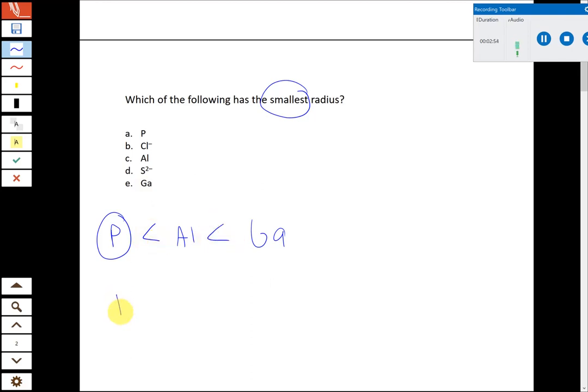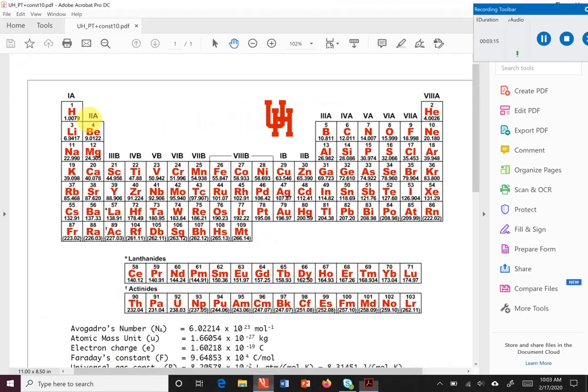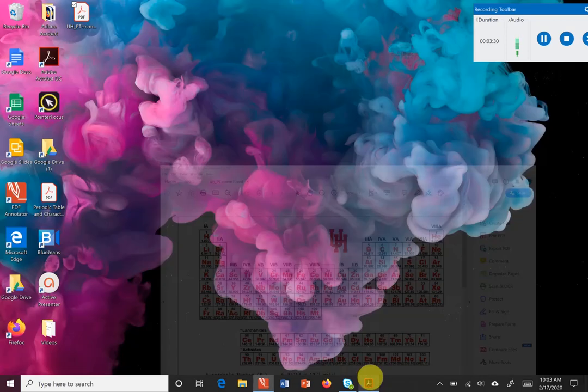Now we have to compare phosphorus versus Cl- versus S2-. When you're comparing an atom to an ion, the first thing to think about is which subshell the valence electrons are in. So if we go to the periodic table, phosphorus has its valence electrons in the 3p subshell. This is the 3p part of the periodic table. S2- has more electrons, but it's still 3p. And then Cl- is also 3p. So we basically have three species that are all 3p.